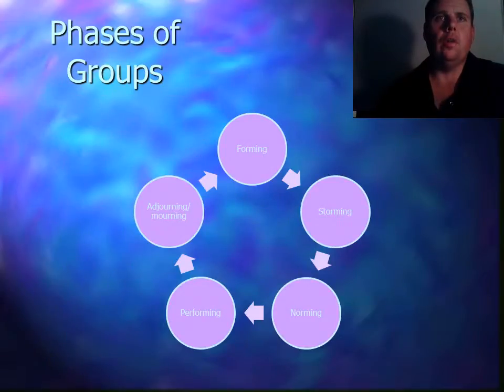Groups generally follow a 5-phase cycle. The first phase is forming, followed by storming, then norming, then performing, and finally adjourning or mourning. Let's look at these phases a little closer.